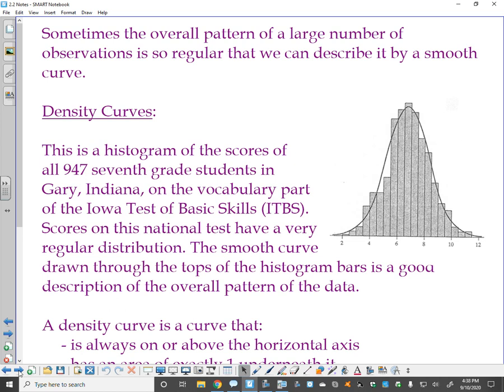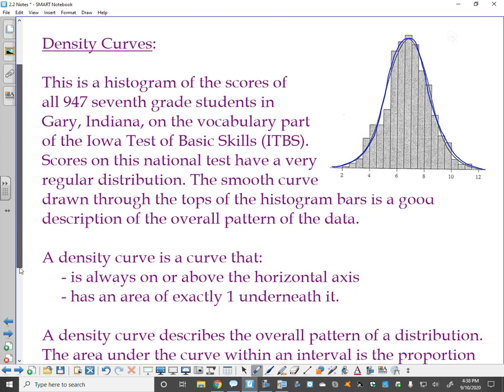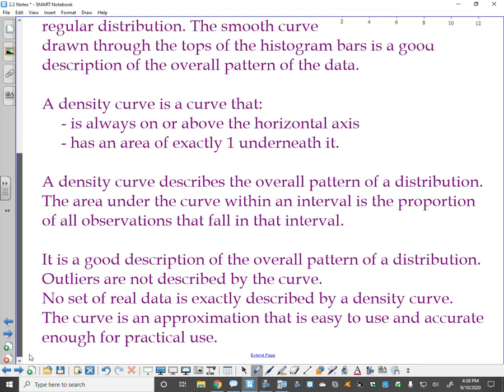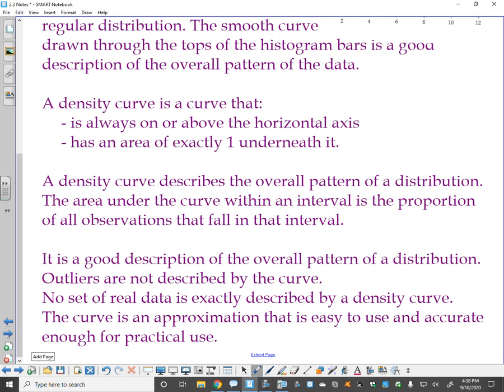And so what we're going to use is this smooth curve. That's this. Just to give the general idea of the shape of this histogram. All right, so let's talk about a density curve in general, and then we're going to turn our attention to a normal curve, which is a specific kind of density curve.